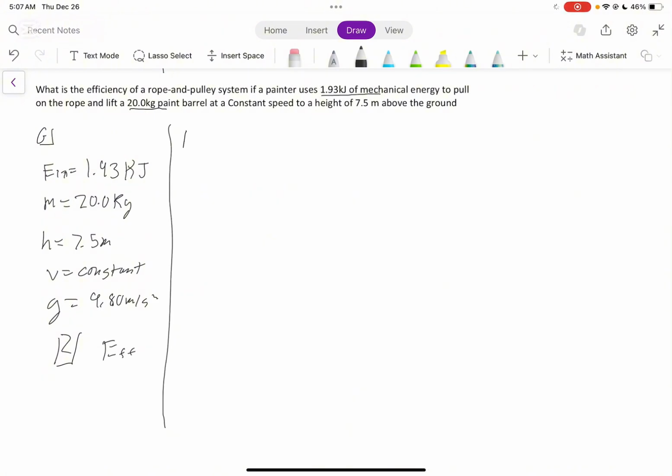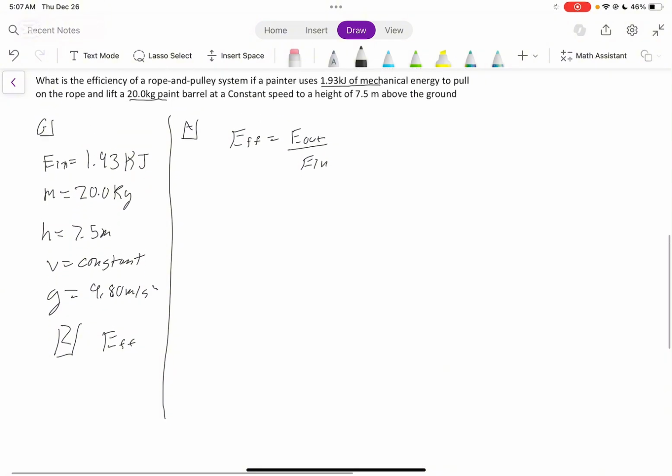So what are we missing from our formula for efficiency, where EFF is equal to E out over E in? We're missing our energy out. So what is our energy out?